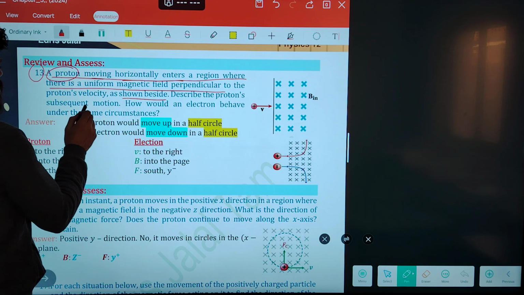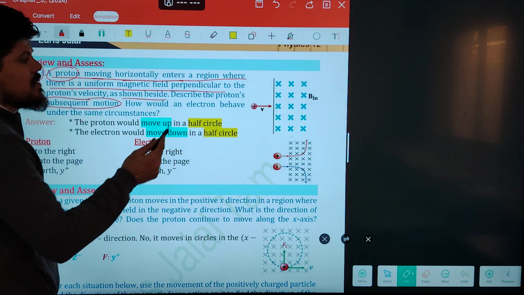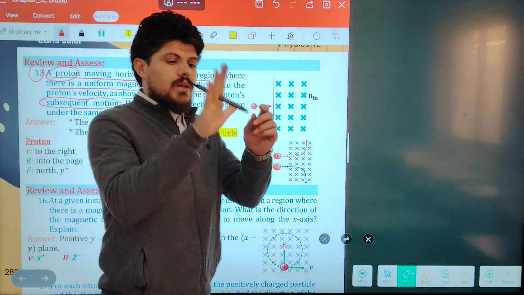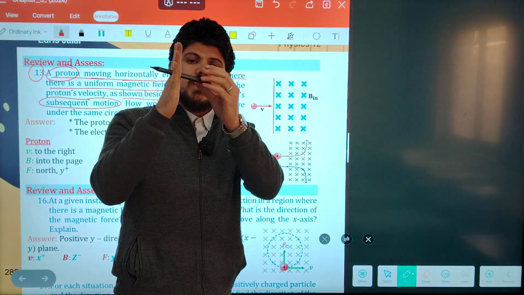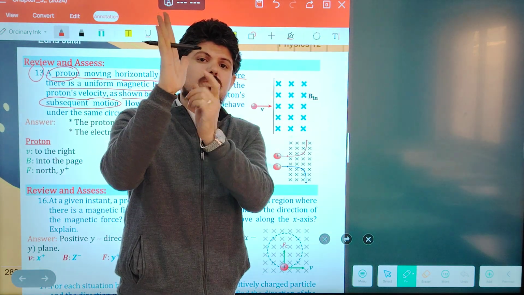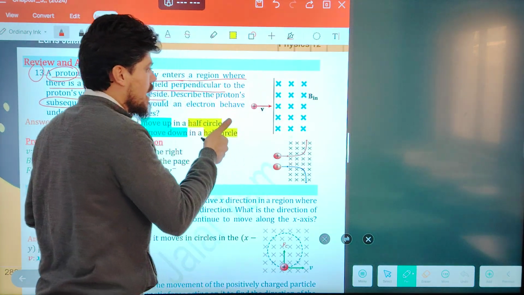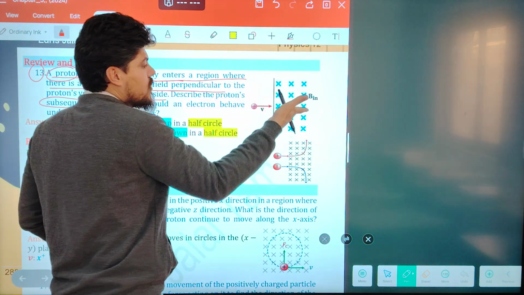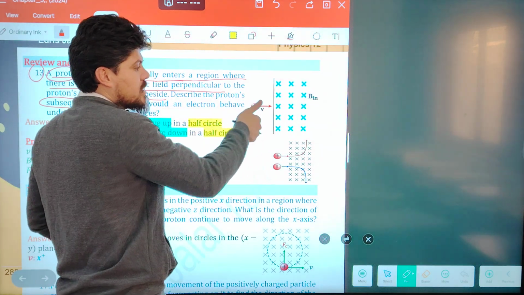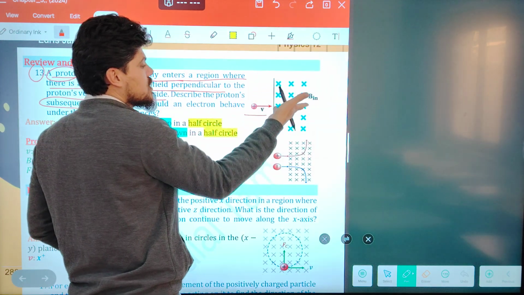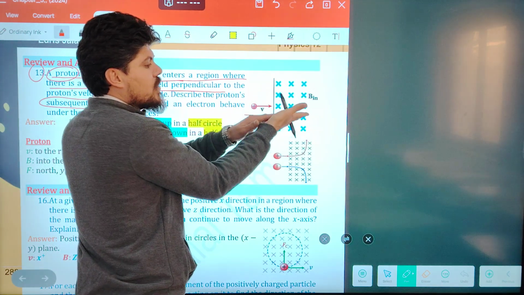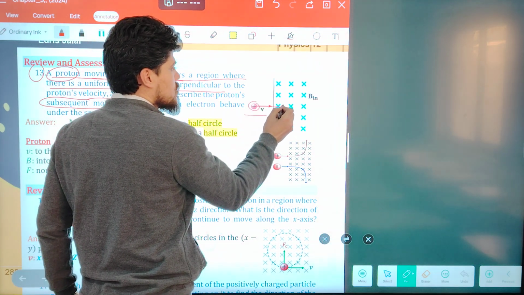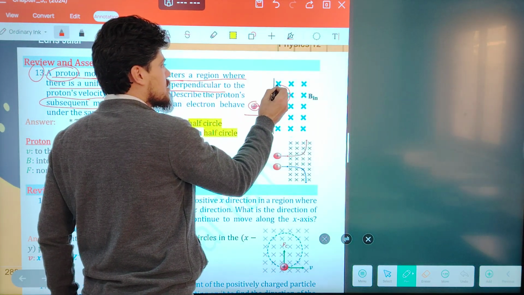Unknown? Describe the proton's subsequent motion. Guys, according to the right-hand rule: velocity, field, force on the proton out of the palm. Put your fingers in the direction of velocity, east, and your thumb in the direction of V, and the four fingers in the direction of B. Where is out of the palm? Upward. Because the charge is positive, the charge experiences a magnetic force, okay?